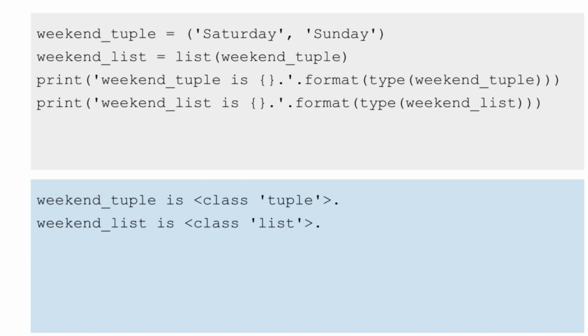In this example, we first create a tuple on line 1. Next, we pass in that tuple to the built-in list function and store that list in the weekend list variable. The next 2 lines use the type function to display the types of the objects. Here we're just confirming that the tuple is a tuple and that the list is a list.